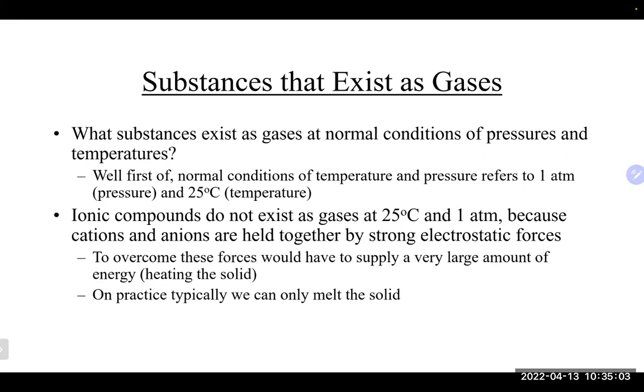And under those normal conditions of 25 degrees Celsius and 1 atmosphere, ionic compounds typically are not found as gases. That's really because ionic compounds are cations and anions, and those guys are held together by very strong electrostatic attraction. Opposites attract. And that is pretty much the super strong attraction that you could get. So under these conditions, it really doesn't happen. Even if you apply a good amount of heat, you will not transform something like sodium chloride into the gas phase.